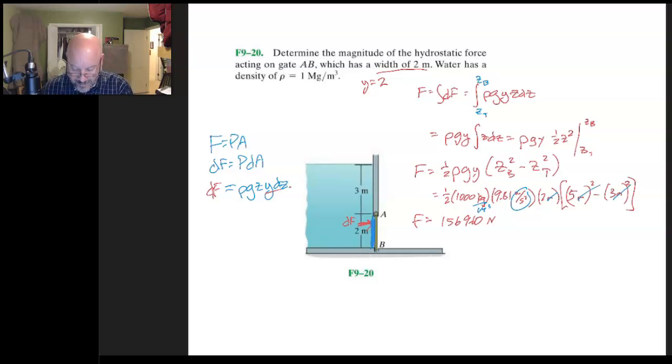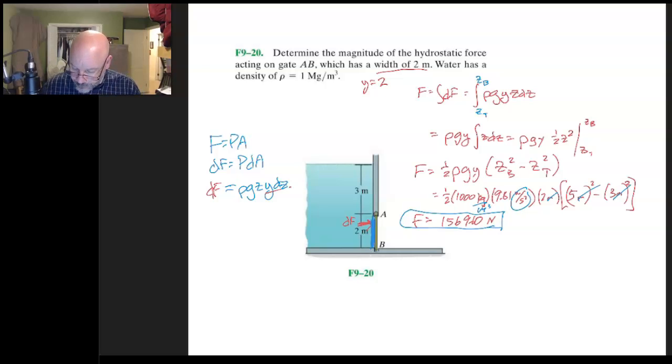I'm going to lose all those guys to end up with kilogram meters per second squared, which is a Newton. Okay, there we go. Now, I want to explore a couple other things while we're here that are important to know how to do. Now, this one doesn't ask for anything other than the force, but what if it asked about the moment? What's the moment on the gate about the point A? How would we do that?